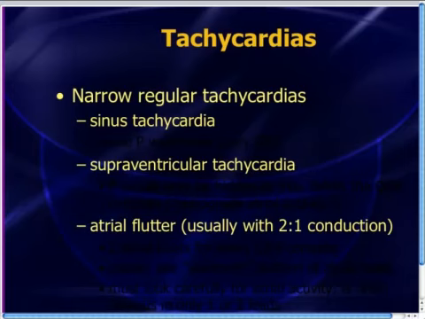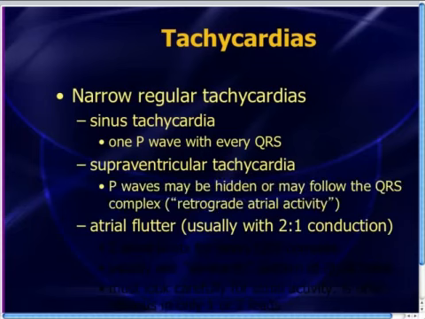Now, how do you figure out the difference between these three? Very simple. Your answer lies in looking for P waves, looking at atrial activity. With sinus tachycardia, you've got 1 P for every QRS. Simple enough. With SVT, the P waves are oftentimes not present. They may be buried within the QRS, so you don't see anything, or sometimes they occur just after the QRS complex. A little blip after the QRS complex, we refer to that as retrograde P waves or retrograde atrial activity.